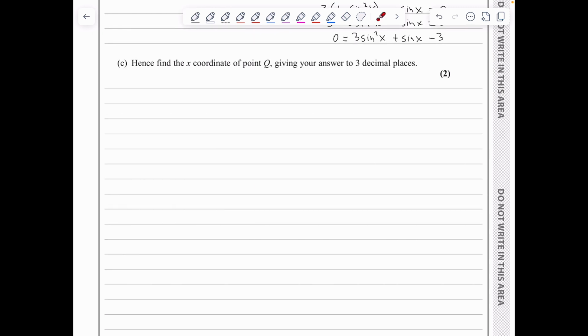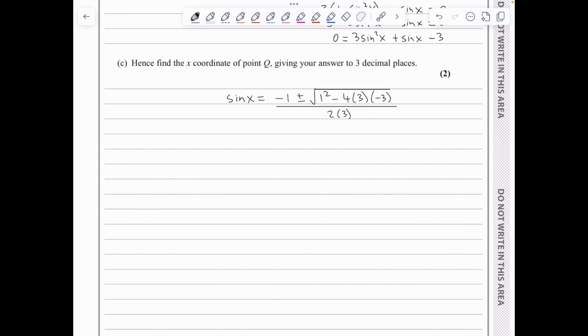In part C, we are asked to find the x-coordinate of point Q, giving our answer to 3 decimal places. So we need to start by solving the trigonometric equation here. I'll be using the quadratic formula for sine x. So sine x is going to be minus 1 plus or minus the square root of 1 squared minus 4 times 3 times negative 3, all divided by 2 times 3.